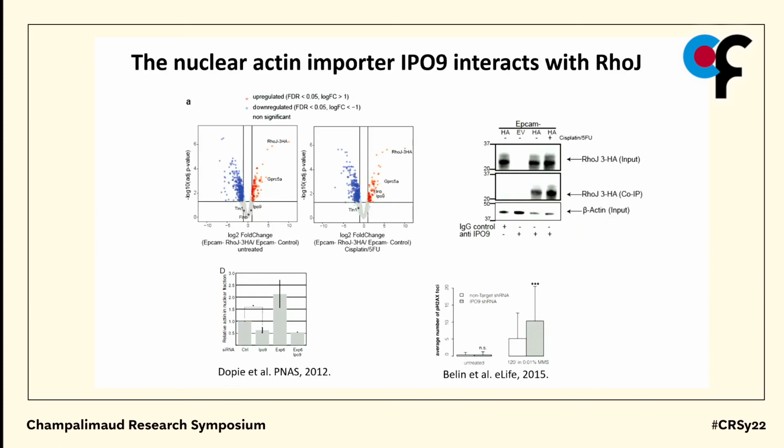And finally, to really understand how it is regulating this origin of replication, we did a pull-down of Rho-G followed by mass spec. And we identified, among the genes that Rho-G regulates, a bunch of actin regulators, and in particular importin 9, which is a key regulator of nuclear actin. And nuclear actin has been shown by different groups to be important in regulating DNA repair in turn.